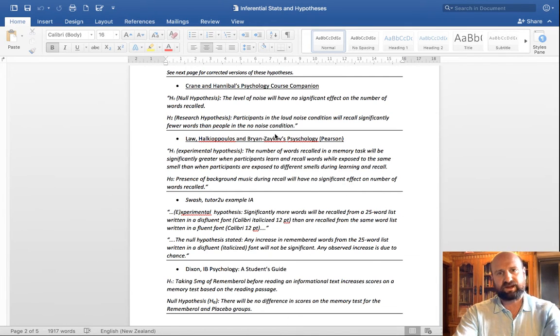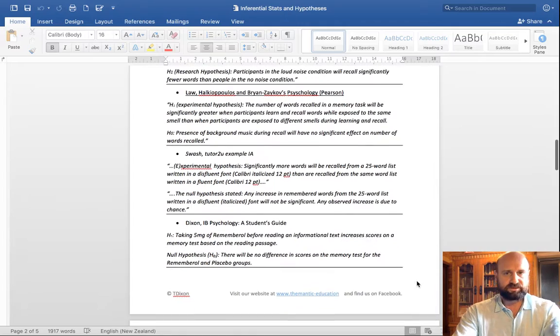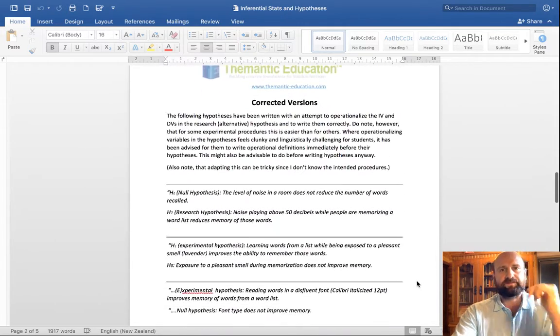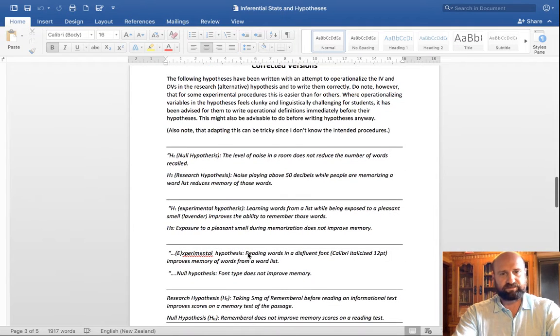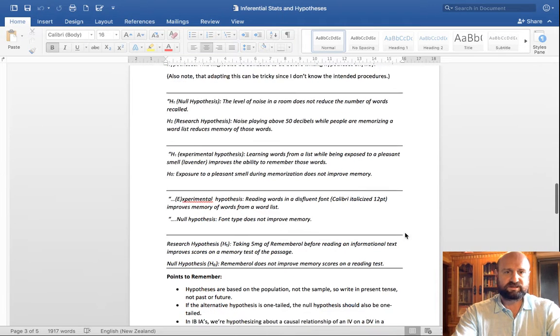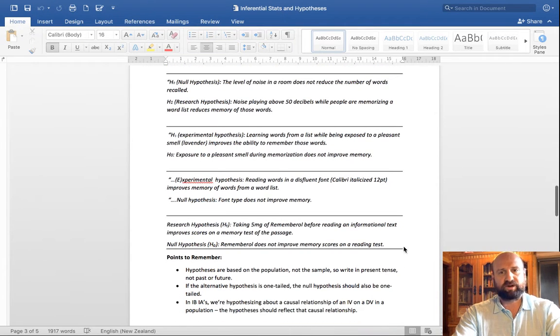Now, if students write like this, I think it should be accepted by moderators because we've all got these examples written like this in these textbooks, but we do want to get things right. And so what I've tried to do is just adapt these and make them correct, including the one that I had in my textbook here. And this is in the document, and I've got some points to remember here about writing hypotheses.